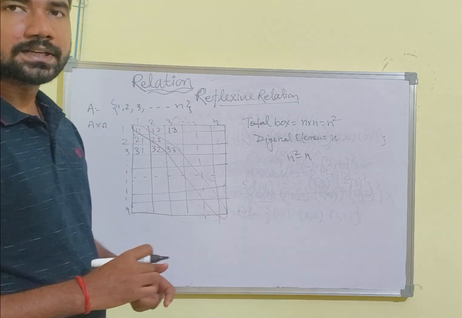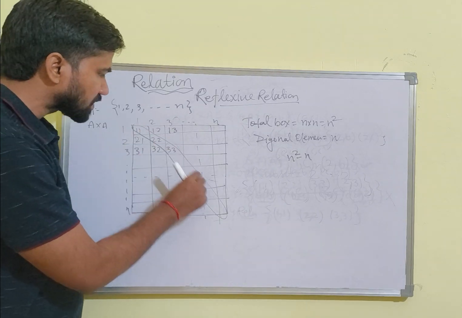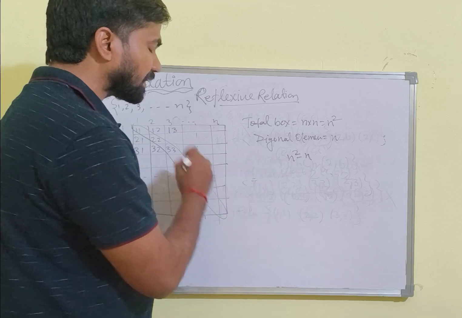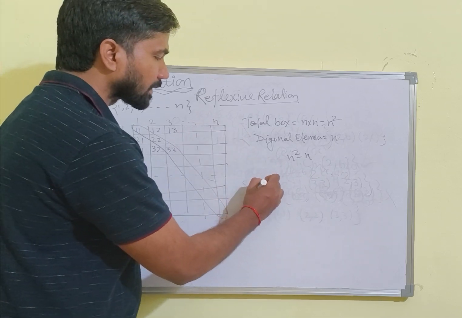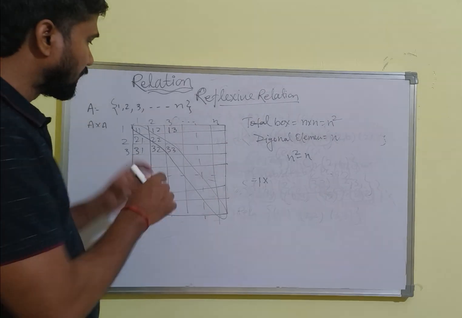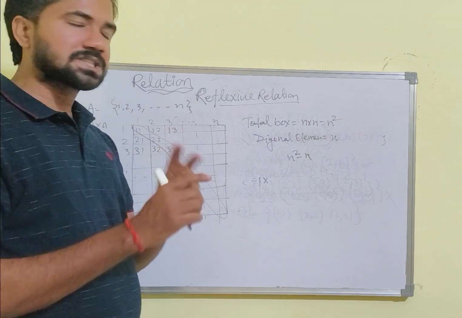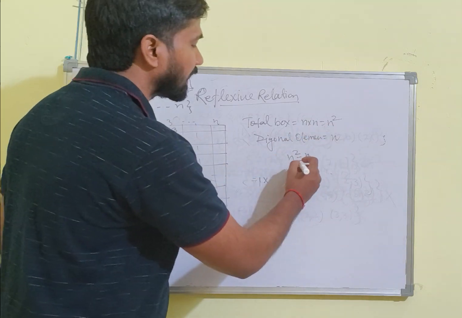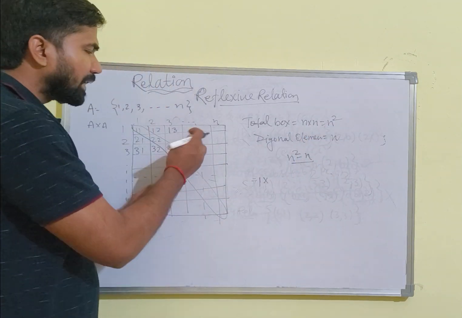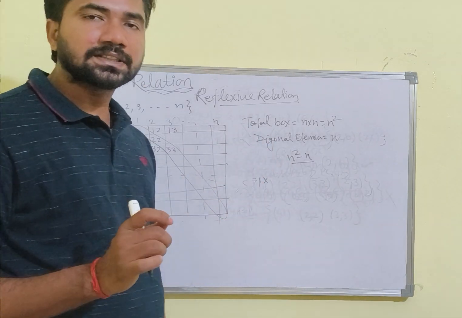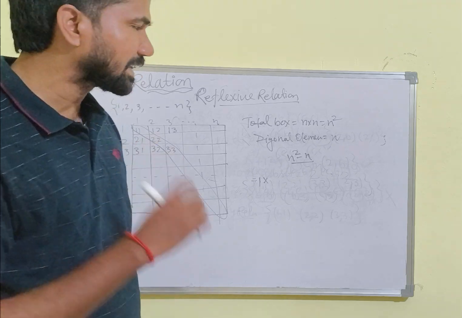If you are going to write a reflexive relation, you must take the diagonal. For that, there is no option. So how many ways can we select? One way only, because we cannot leave anyone; we have to select all. There is only one option, because in a reflexive relation it must be present. But how many are left? n square minus n elements are left. We can select them or we cannot select them. So for each one, there are two options.